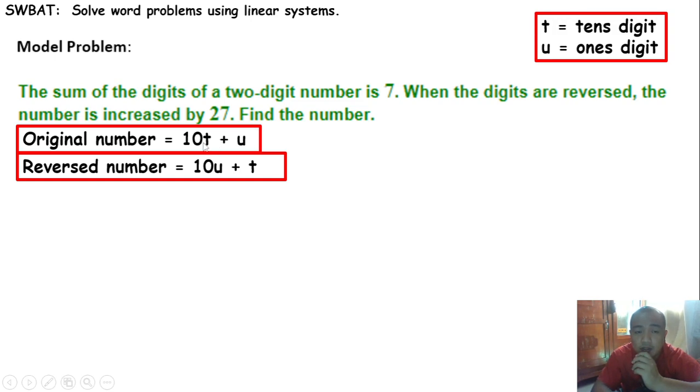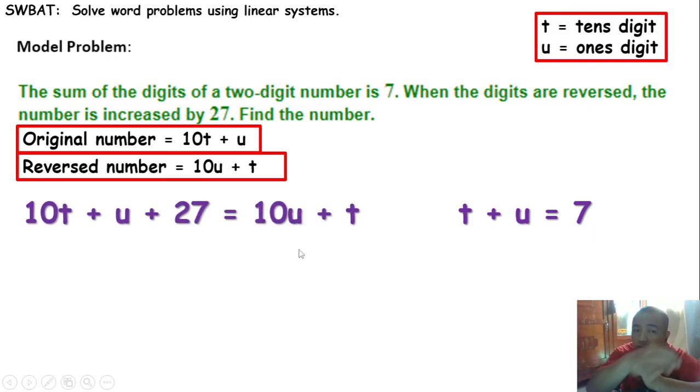Now if we're going to reverse, we just swap T and U. So 10U plus T is the reversed number. So when the digits are reversed, the number is increased by 27. So what will be our equation here? Since the sum of the digits is 7, T plus U equals 7 is our equation 1. For our equation 2, if the number is reversed, 10U plus T, the original number is increased by 27, right? 10U plus T, the reversed number, is equal to the original number 10T plus U plus 27.